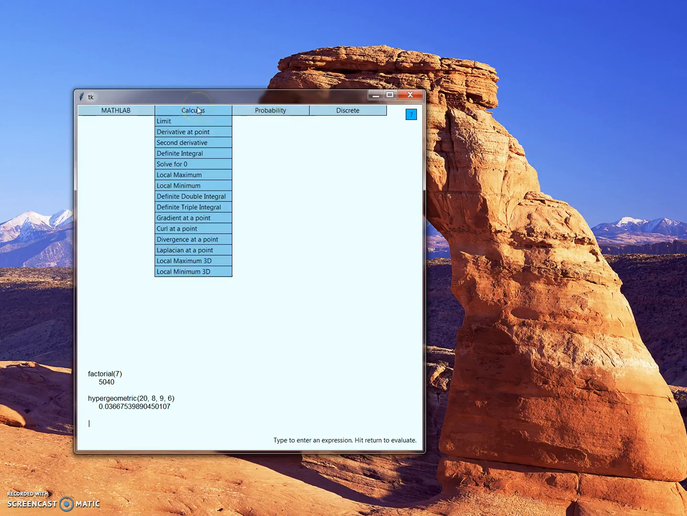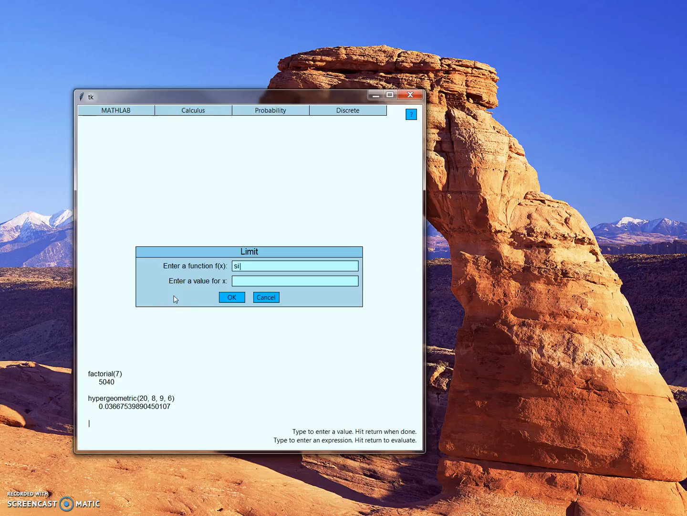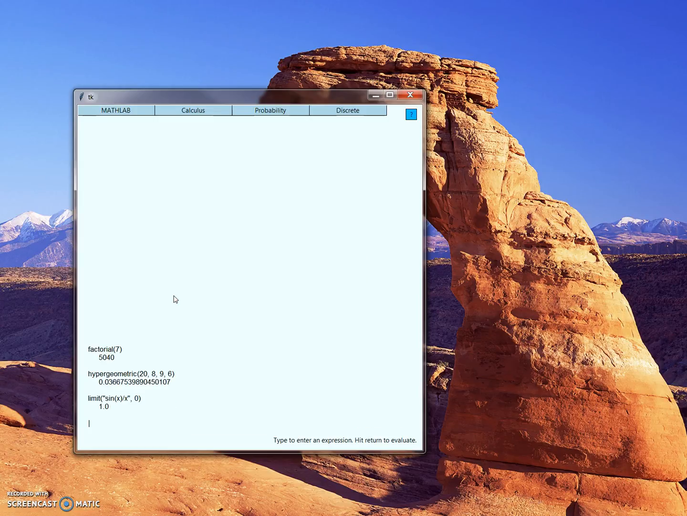And we also have a calculus mode. Now, the algorithm for the limit function uses a delta epsilon definition of the limit. For example, let's consider the limit as sine x over x approaches 0, and this is going to approach 1 in this situation.